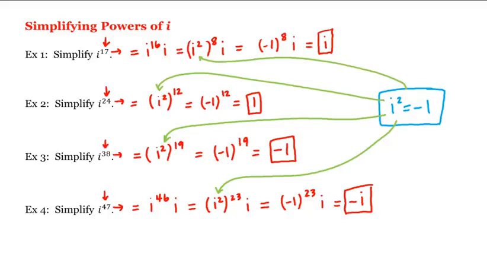Now let's look at these four answers here. We have i, which was the first one. Second one, we got 1 as our answer. The third one got -1 as our answer. And finally, we got -i as our answer. And this will always be the case, that when we're simplifying powers of i, we'll always get one of these four answers, either plus or minus i or plus or minus 1.